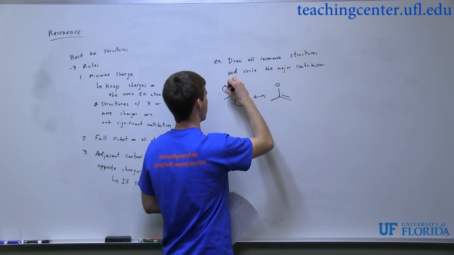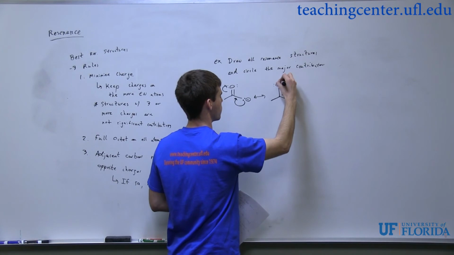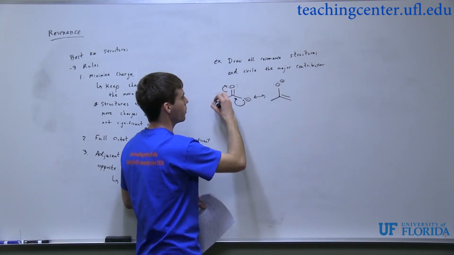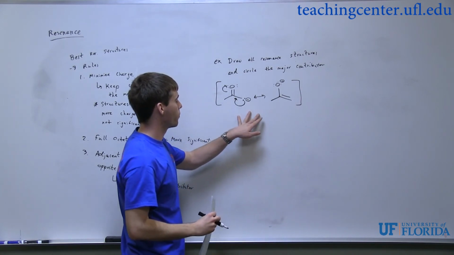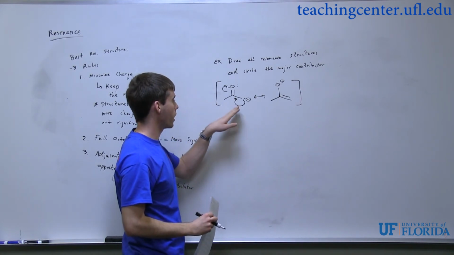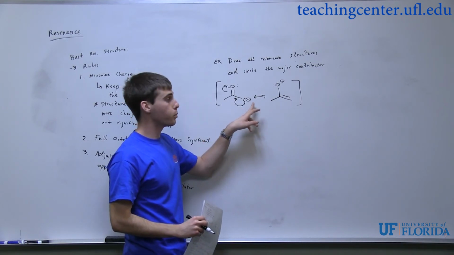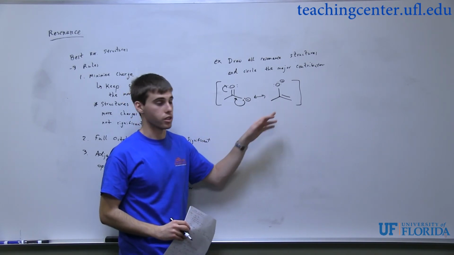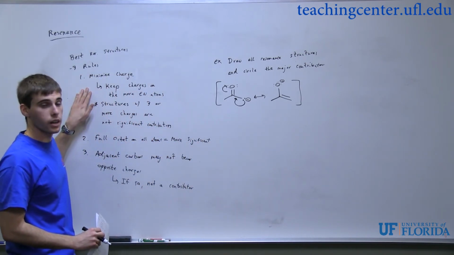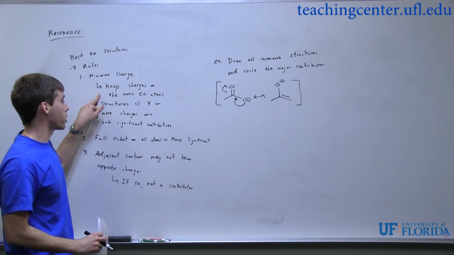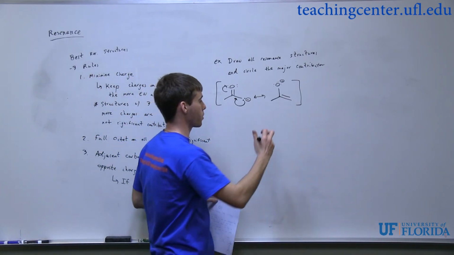Oops, I forgot to draw, I just added in my lone pairs up here. Okay. So, look what I have here. The difference between these two is that I've got a negative charge on a carbon, and here I have the negative charge on the oxygen. Well, if we look at our rules and check number 1, minimize charge or keep the charges on the more electronegative atoms, this is going to be the major contributor, so I'd circle that.